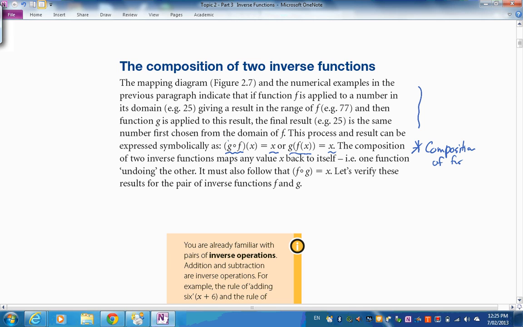And if you get x back again, what are we saying here? g operated on f of x, and it gave x back again. So f of x gave a range value for f. Then g came along, took that range value and went back to the original domain value that was put in f, going backwards. So it's undoing. Pearson's is saying one undoes the other. And so we're going to investigate that in a minute.